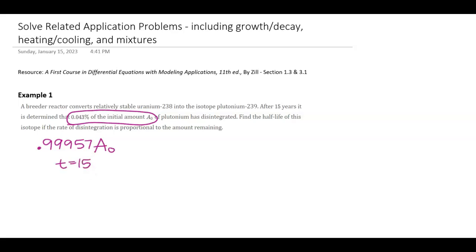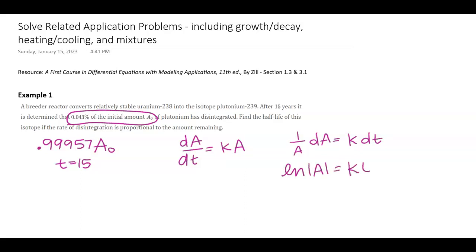Find the half-life of this isotope if the rate of disintegration is proportional to the amount remaining. Okay, so dA/dt is proportional to the amount remaining. So I can move A over. I'm going to leave my k, my constant of proportionality, over here. I get the natural log of A equals kt plus C, and I end up getting that A is equal to an exponential function.